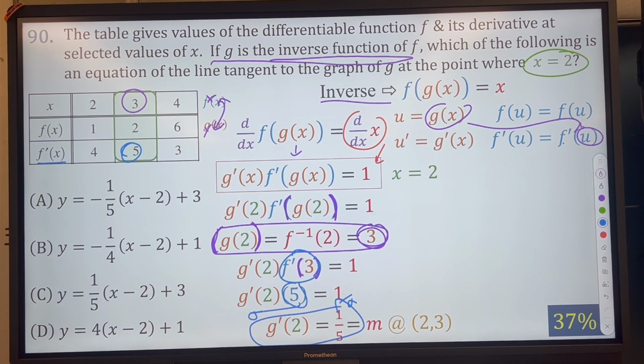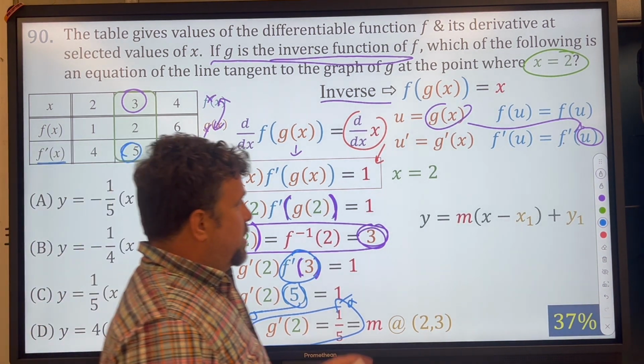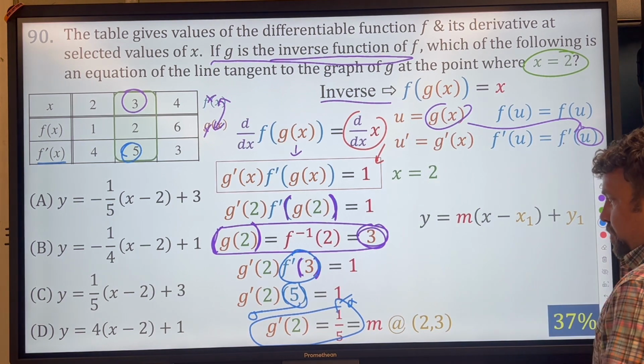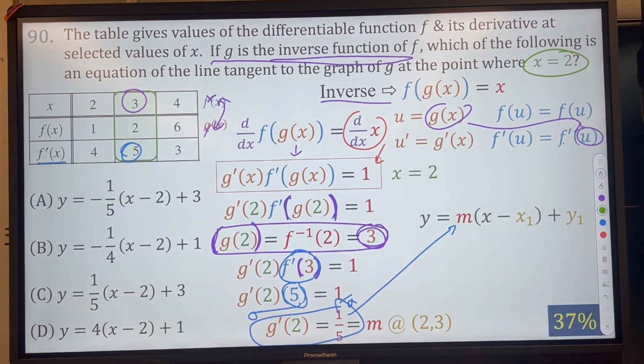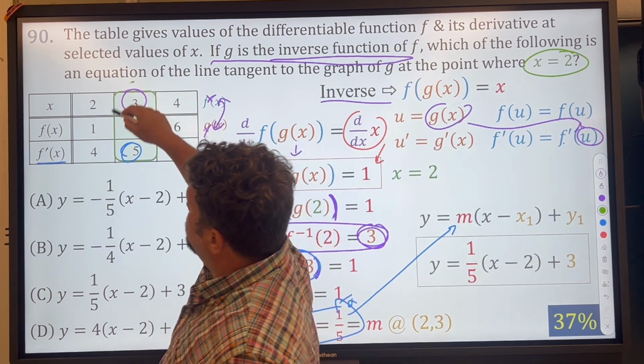So now what you have to do is you have to do the tangent equation. y equals m times x minus x1, plus y1. Our x1, y1 are going to be 2, 3. Why are they 2, 3? Right here. 2, 3.